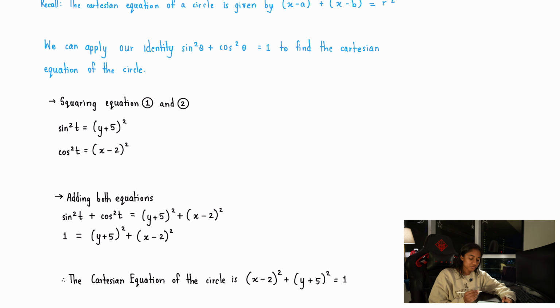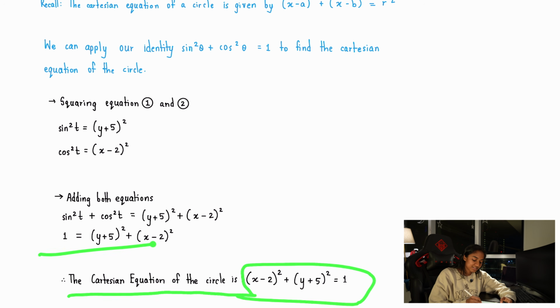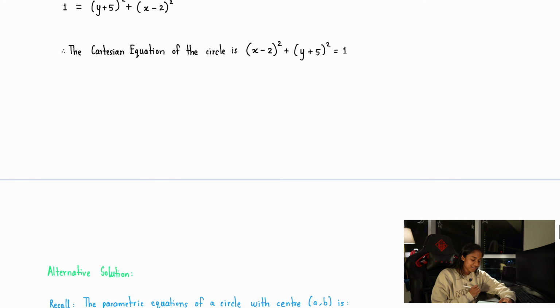And to add both equations, what we're going to do is add the left-hand side to the left-hand side and the right-hand side to the right-hand side. And we're going to simplify. So therefore, the Cartesian equation of the circle is given as this, which is what we just simplified to.